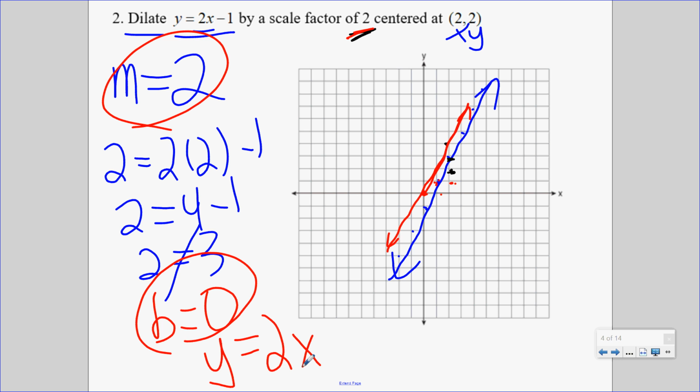If I want to find the b, I would have to find the new line by dilating the points, just like I did in that lesson that we did when we dilated shapes. Once I have 2 points, I can draw the line. Once I draw the line in, I can find the y-intercept.